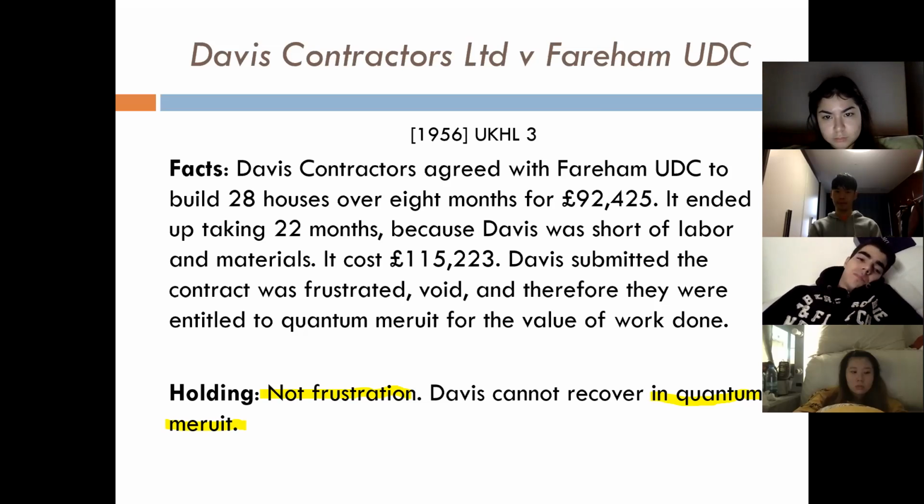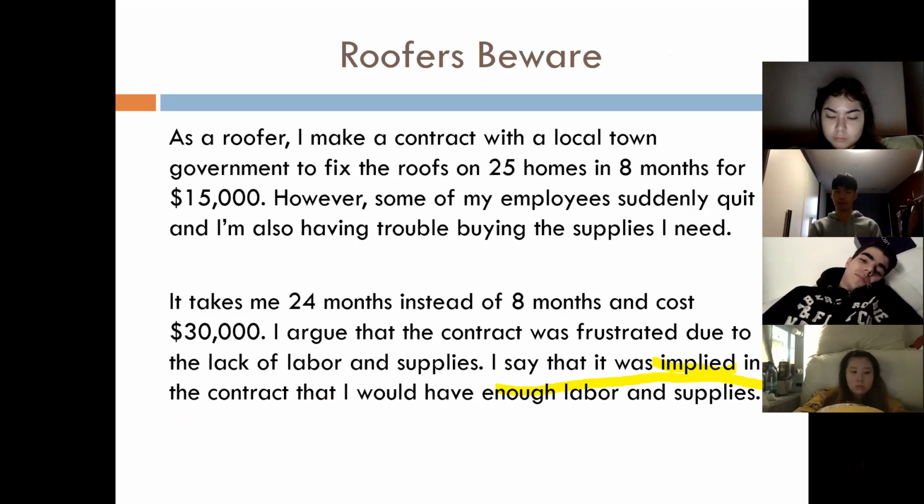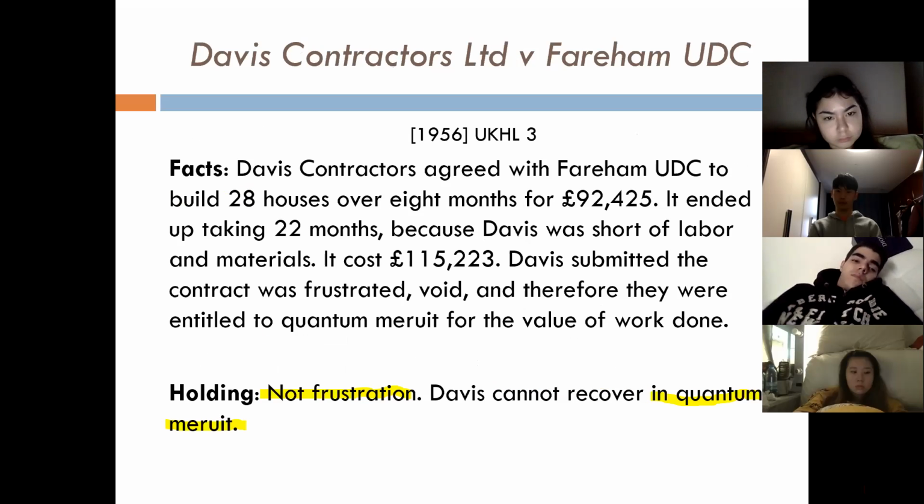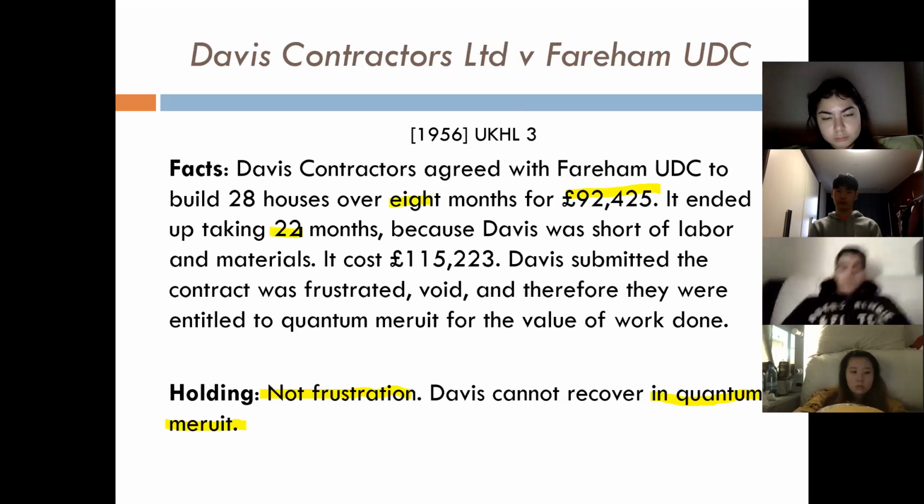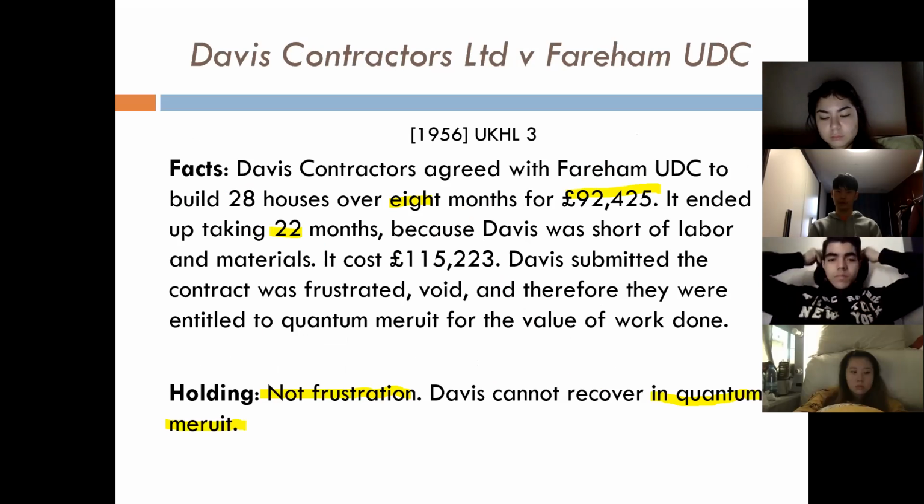But they said this is not a case where you can always be paid for the work that you've done. He made a contract. He made a contract for $15,000. Okay, we give him $15,000. That was the contract he made. Oh, it took him longer and more money? Well, I guess be more careful next time. In this case, he made a contract to build 28 houses for this amount of money. He said it would take 8 months. It actually took him 22 months and it cost him more money. And the court said, sorry, you made a contract. That's just a bad business decision.